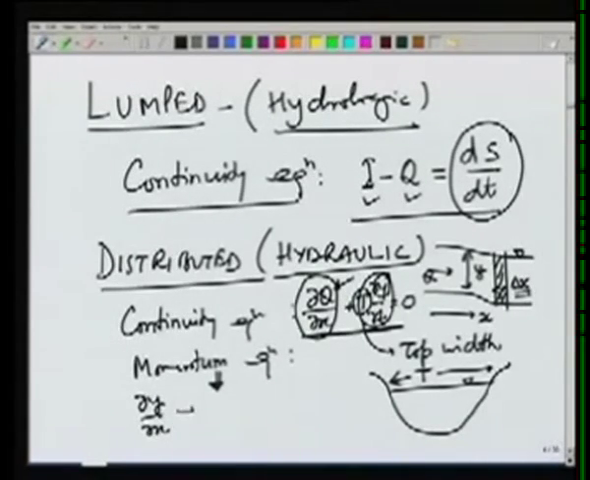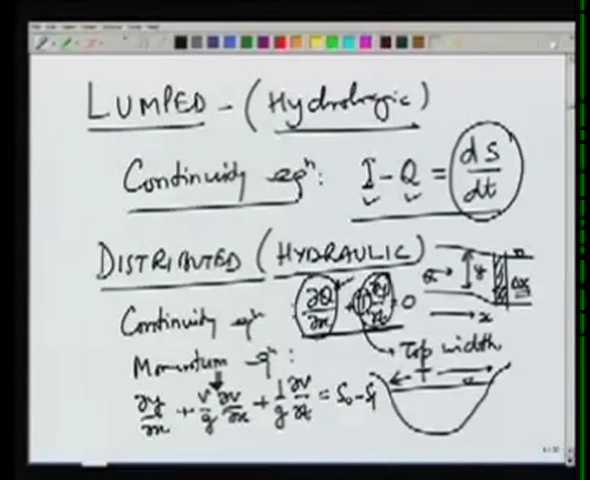Momentum equation is obtained and written as del y by del x, v by g, del v by del x, equals S naught minus SF. S naught is the bed slope of the channel. So if the channel is here, the slope of the bed will be S naught, and SF is the friction slope.